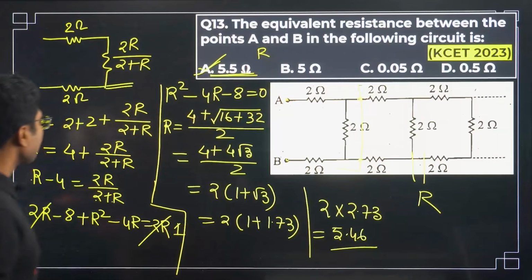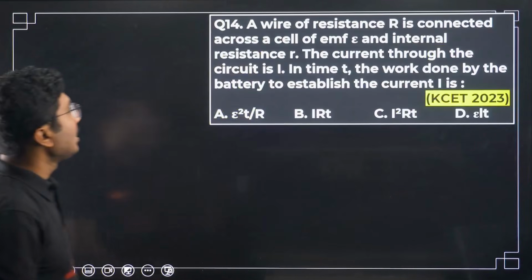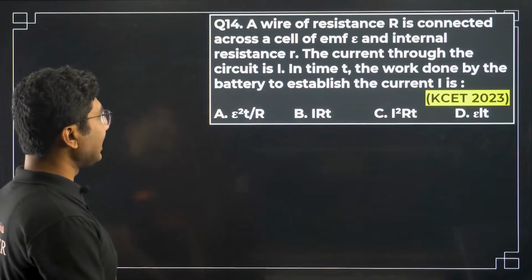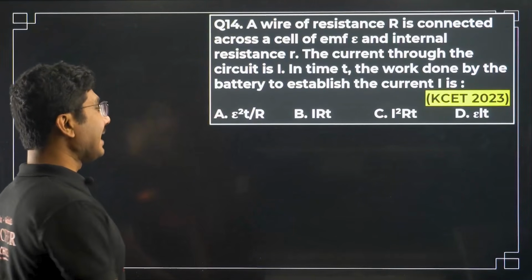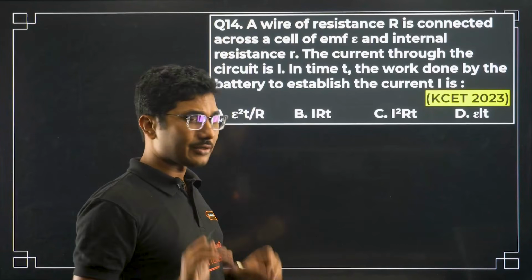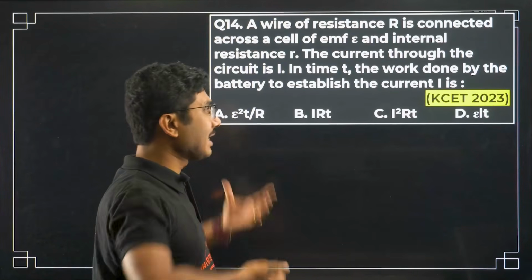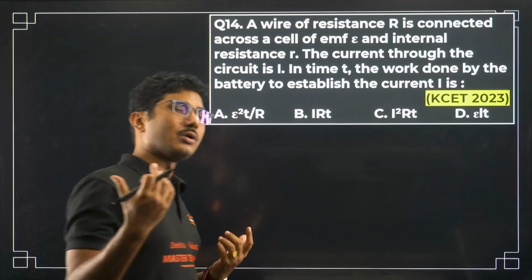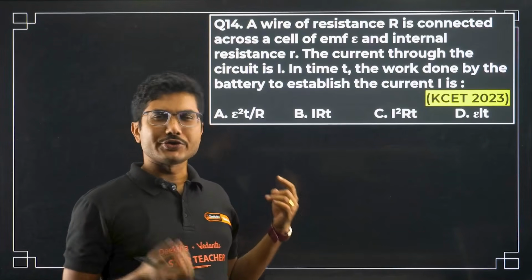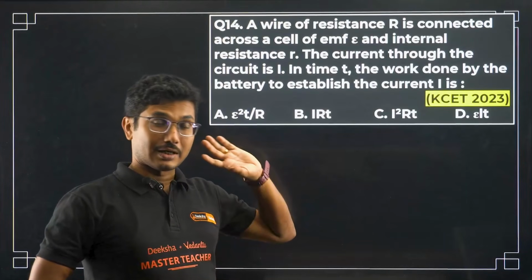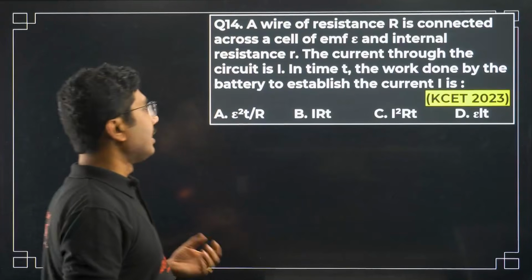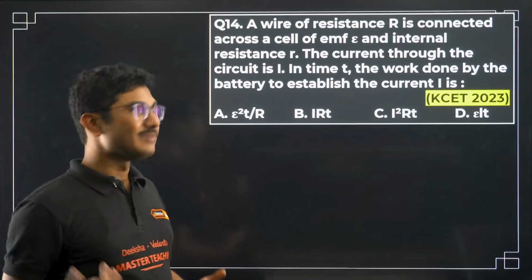Okay, now next: a wire of resistance R is connected across a cell of EMF epsilon and internal resistance R. Now not all the questions are this lengthy, not all the questions are this difficult. Every year at least one question is slightly difficult or tricky, maybe 1 or 2 questions are slightly conceptually important, and the rest of the questions are easy. Okay, 3 questions generally you get easy from this chapter.